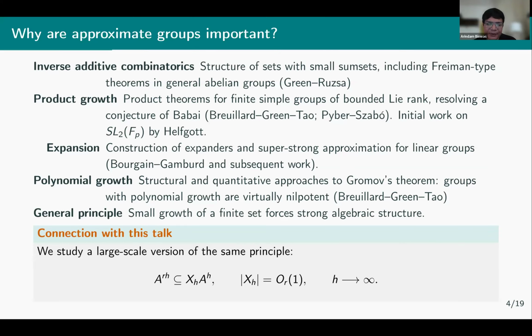Essentially, you can think of it as, instead of this 2 before the A squared, you can think of it as A to the power r, and you can look at it as (A to the power h) to the power r, which is contained in X times A to the power h, as h tends to infinity. Okay, so this is the setting.